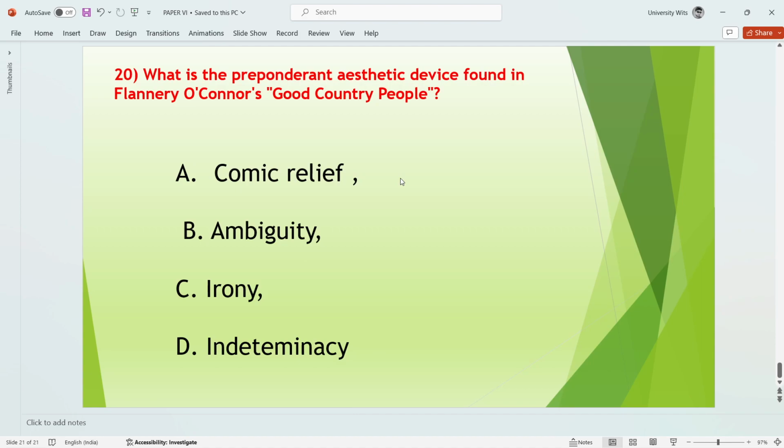And comic relief is also not the option, because comic relief is not the dominant aesthetic device in this particular work. While there are elements of humor in the story, they serve more to accentuate the darker themes rather than provide relief. So the remaining options are not correct.